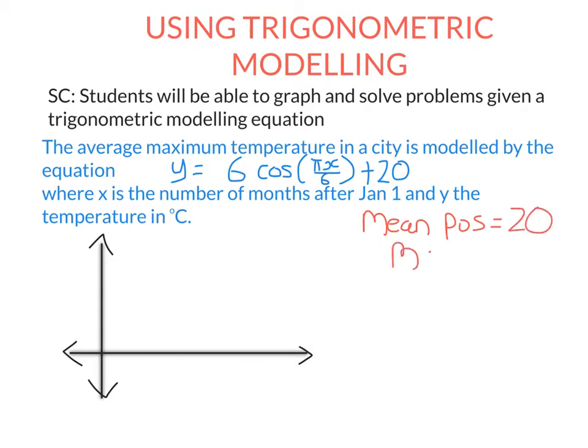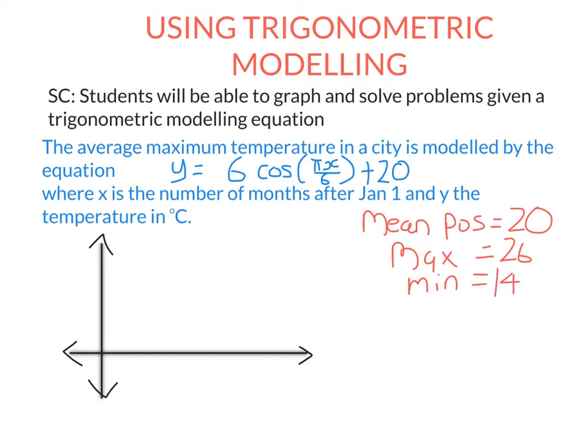So the maximum value that y can take always occurs when the sine or cos equals 1. We remember cos of anything just by itself always lives between -1 and 1. So the maximum occurs when this equals 1. So y will be 6 times 1 plus 20, which is 26. Similarly, the minimum value of y in this graph will be when this equals -1. So y will be 6 times -1 plus 20, which is 14.